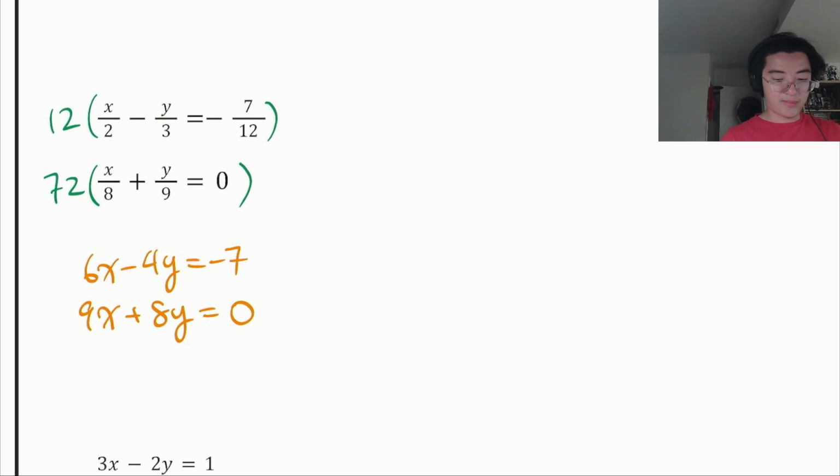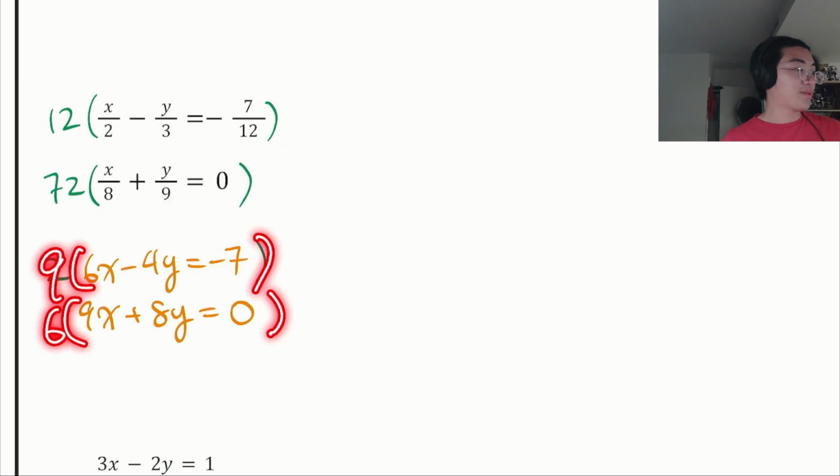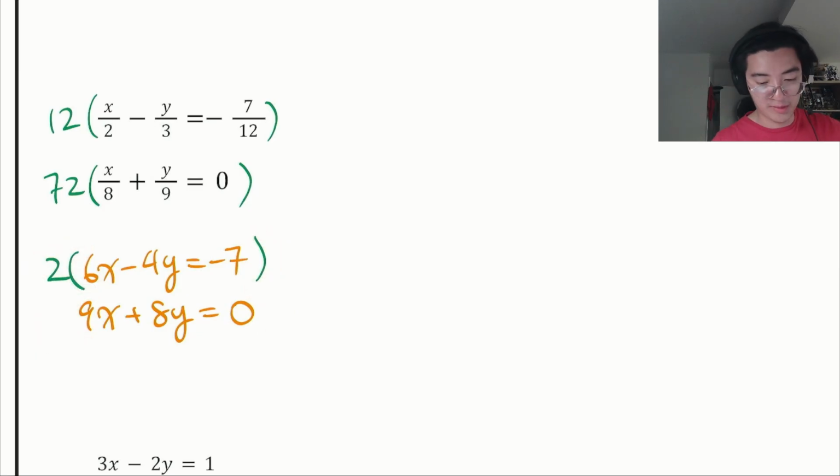We can just multiply the top by 2 to cancel out the y. We could alternatively multiply the top by 9 and the bottom by 6, so we can cancel out the x. However, that's too much work. I don't like doing too much work.